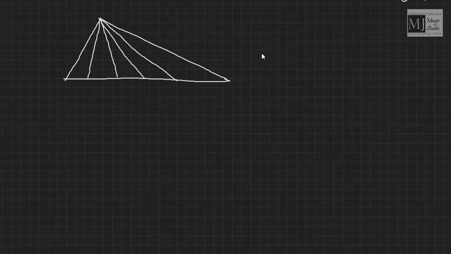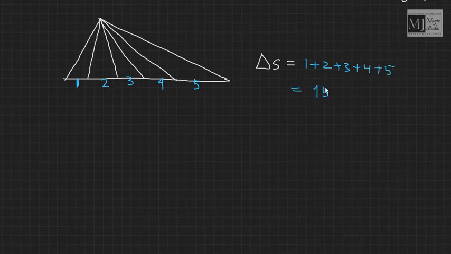Count. Give me the number of triangles. 3, 4 and 5. So 1 plus 2 plus 3 plus 4 plus 5 is how much? 15. Wonderful. You have passed level 1 of triangles. Now we are moving into level 2 of triangles.